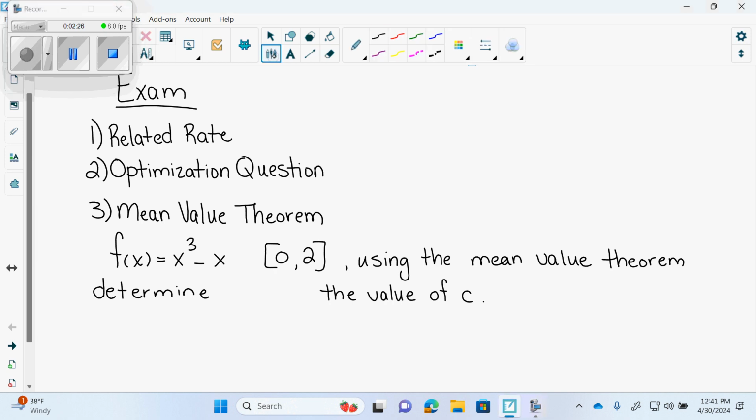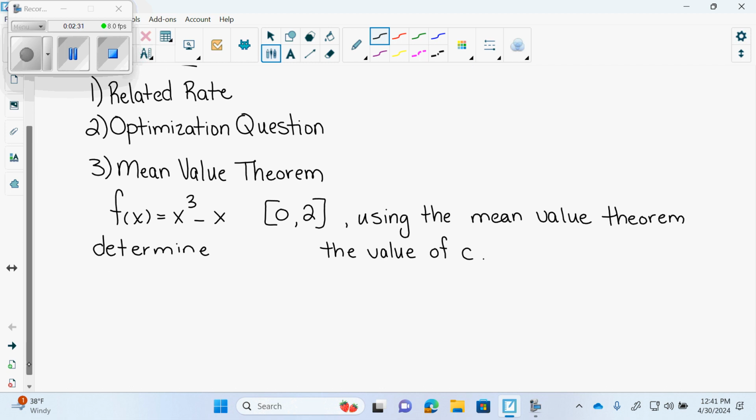All right. So what we are doing here is the mean value is an average, correct? So you could do 0 to 2, you could do whatever you want for the mean value theorem. So you're going between 0 and 2, and we can go f of 0 equals what? 0 cubed minus 0, which equals 0.